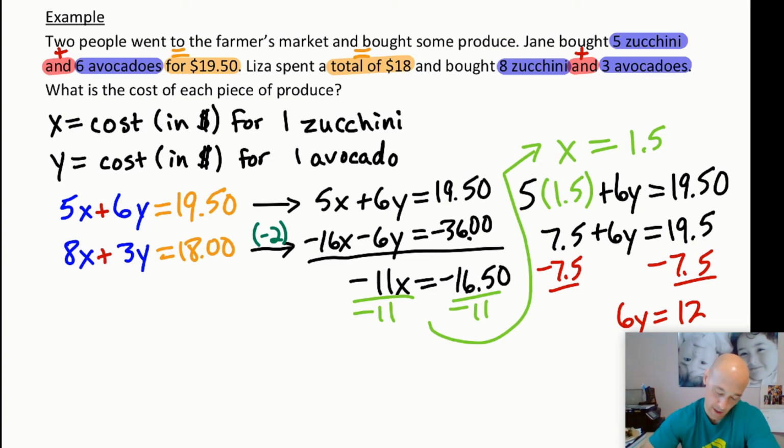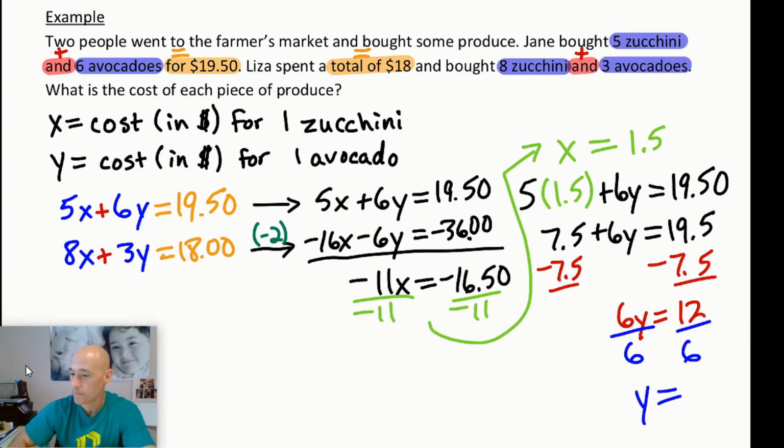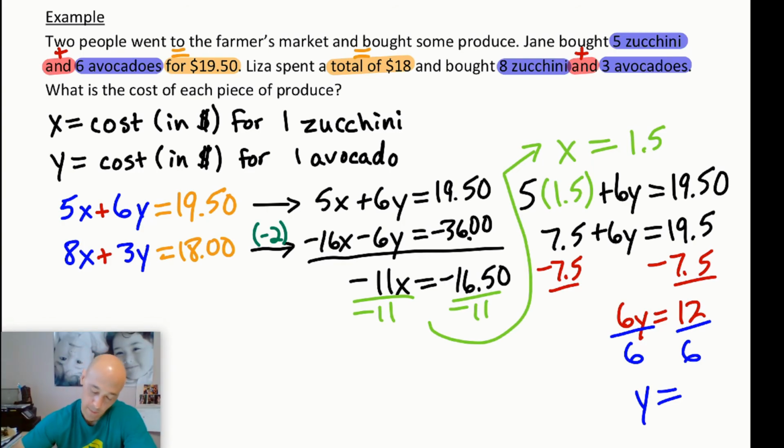My next step is going to be to divide by 6, and I get the result, which is, oh, you can't see there. Sorry about that. Let me move this over here. Sorry about that. Is y is equal to 2.